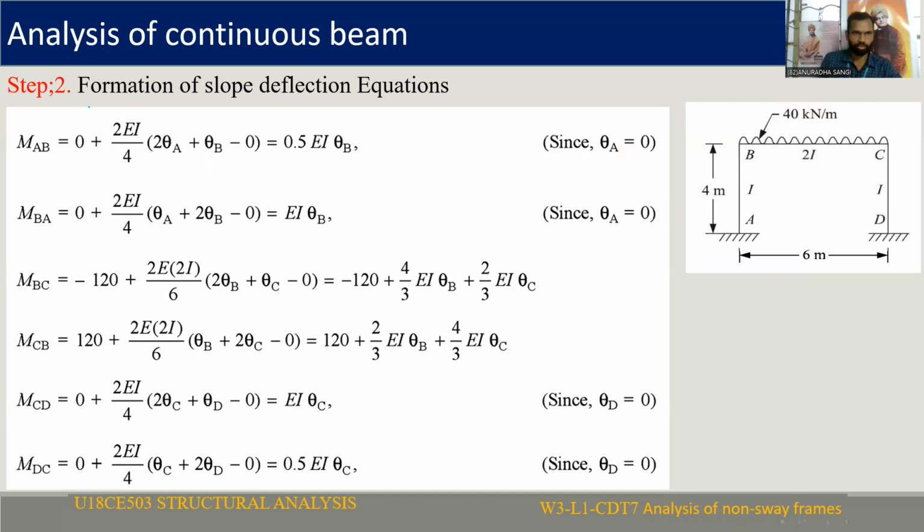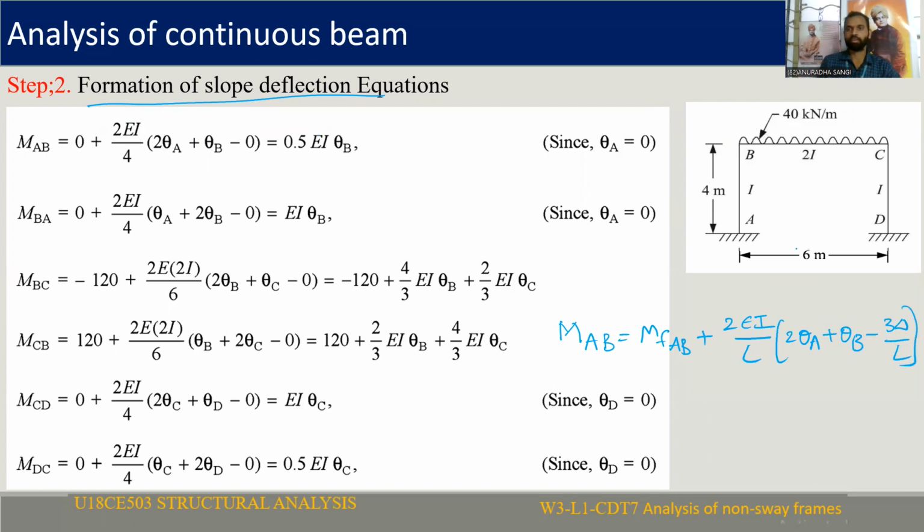So second step, formation of slope deflection equations. We know this formula, the slope deflection equation we need to write here. MAB is equal to MFAB plus 2 EI by L into 2 theta A plus theta B minus 3 delta B.